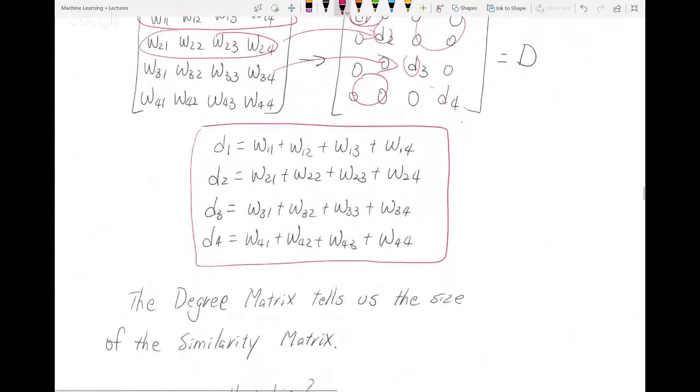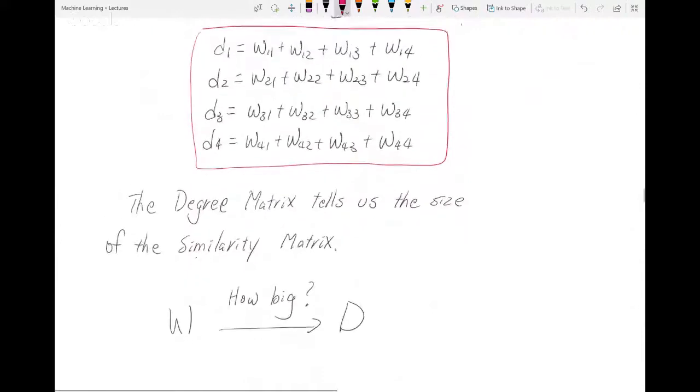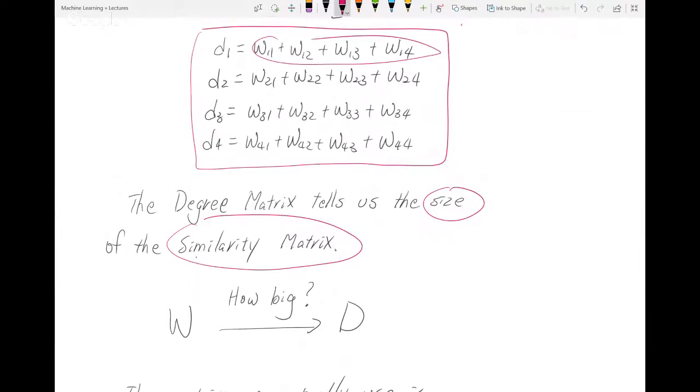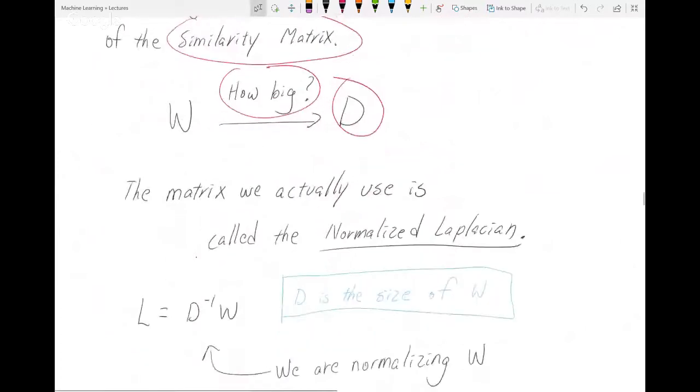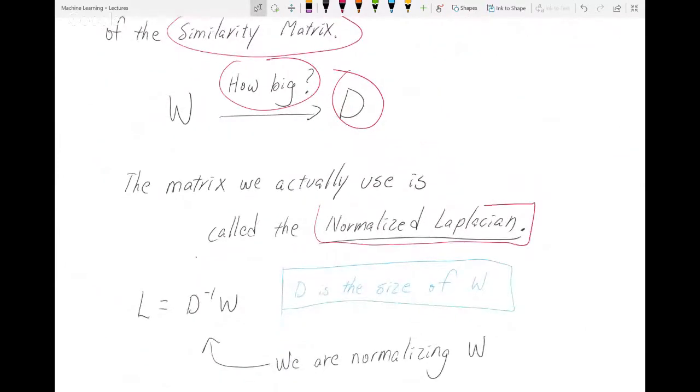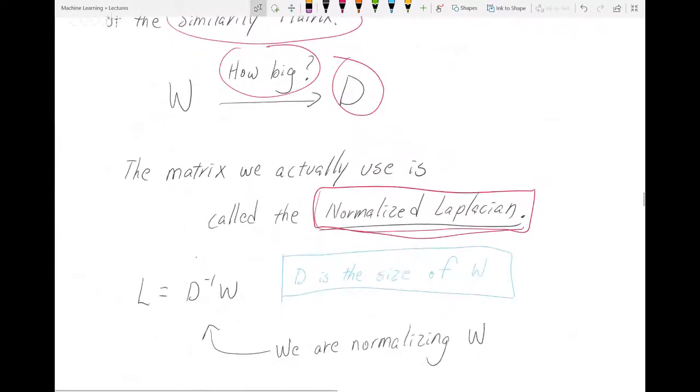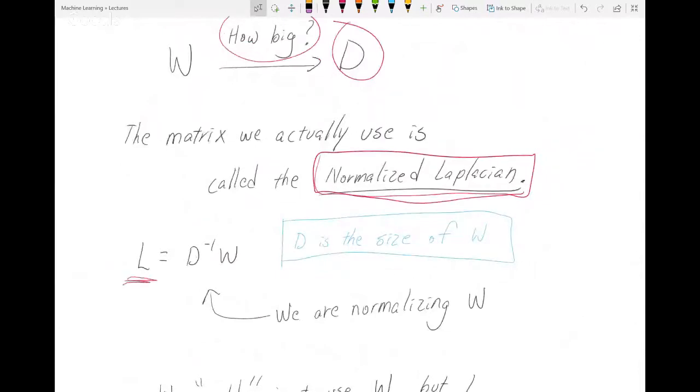Now, the degree matrix, you can picture it as a way of telling us the size of a similarity matrix. If this is large, obviously this is large. So it's kind of like a summary of its volume. How big is it? Well, you can use D to measure. Next, we use this matrix called the normalized Laplacian. Now, the way we calculate the Laplacian, we just take W and divide it by its size. So you can kind of picture we're normalizing this W matrix.